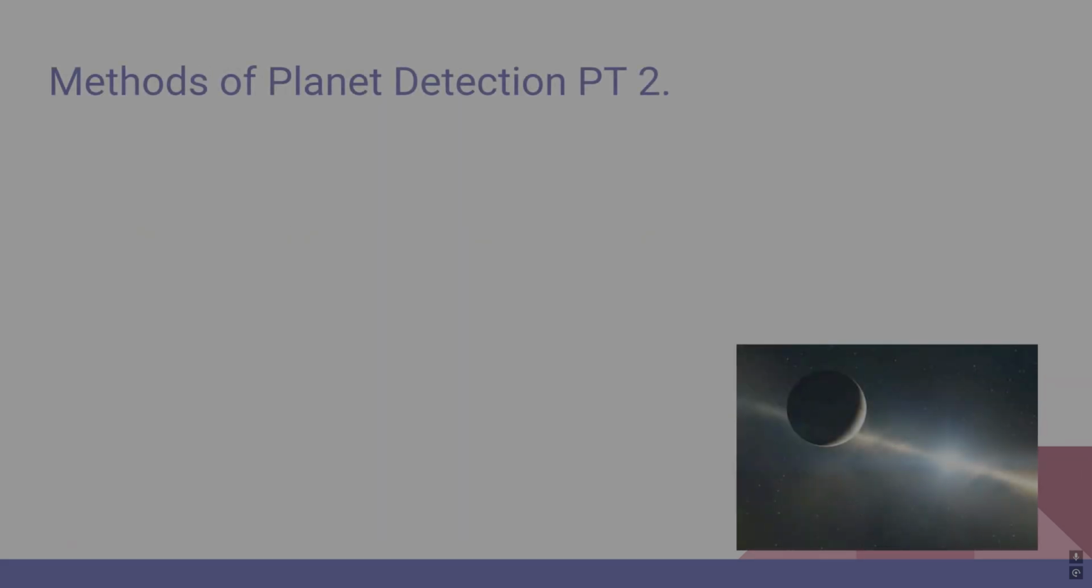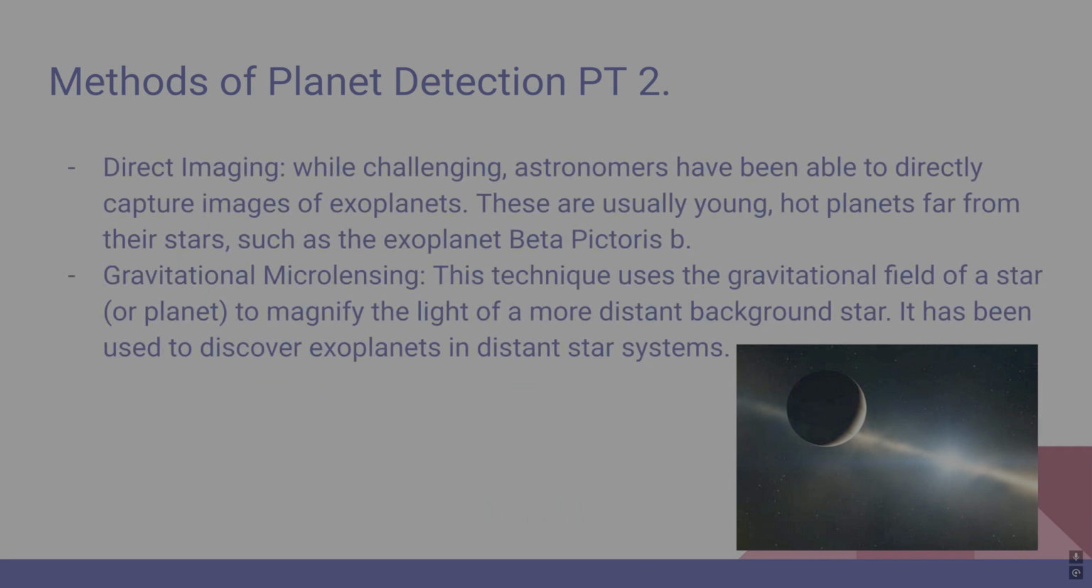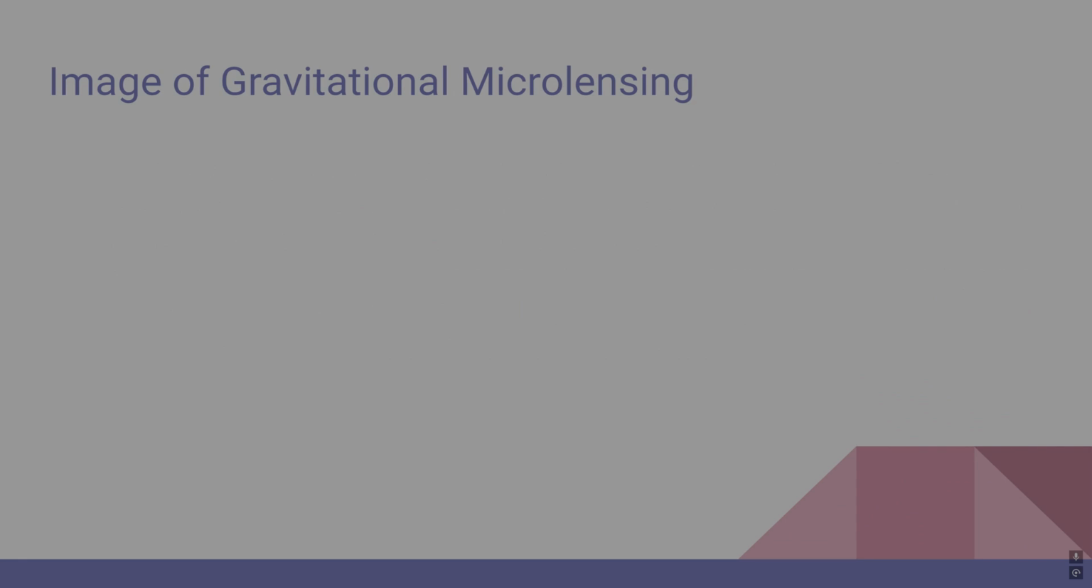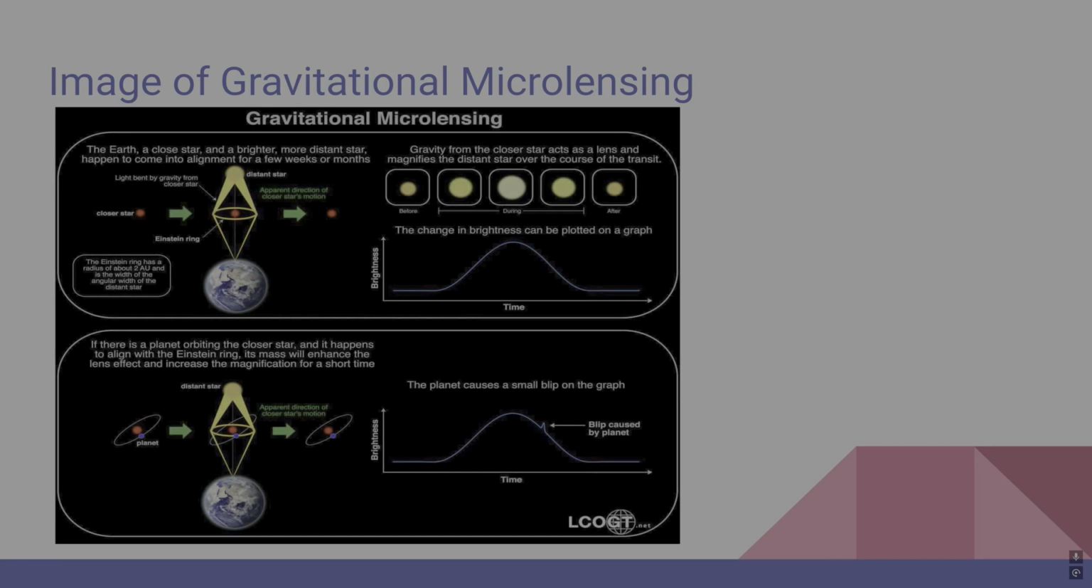The next two methods of planet detection are direct imaging and gravitational microlensing. Once again, if you want to read the definitions to get a better example of it, there's the definitions, and that picture in the bottom right is actually the exoplanet Beta Pictoris b, which is part of the definition of direct imaging there. This is an image of gravitational microlensing. Once again, if you want to pause the video, you can read it.